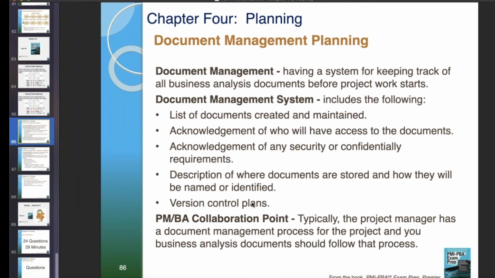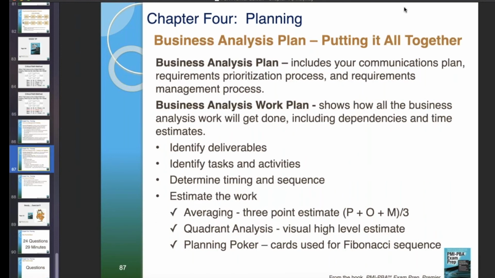And then version control. What do you do with an old version? How do you migrate it to the new one? When do you release a new one? How do people know it's the most recent one, the current version, etc. The PM and BA collaborate here. Typically, the PM has a document management process for the project, and the analyst uses and documents stuff according to that process. When in doubt, ask. So, putting it all together, wrapping up what we covered today.